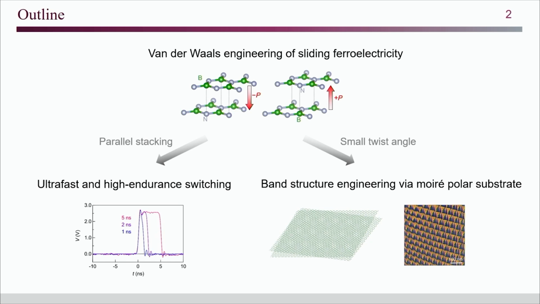So this is my outline. First, I will mention the design principle for engineering sliding ferroelectricity in 2D materials by stacking two monolayers of the Van der Waals material in a particular stacking order. That involves boron nitride and transition metal dichalcogenides. Afterwards, I will mention that when these two monolayers are stacked in a parallel stacking manner, they exhibit ultra-fast and high endurance switching. On the other hand, when there is a small twist angle between the monolayers, they can be used as a Moiré polar substrate to engineer the band structure of the target material on top of it.